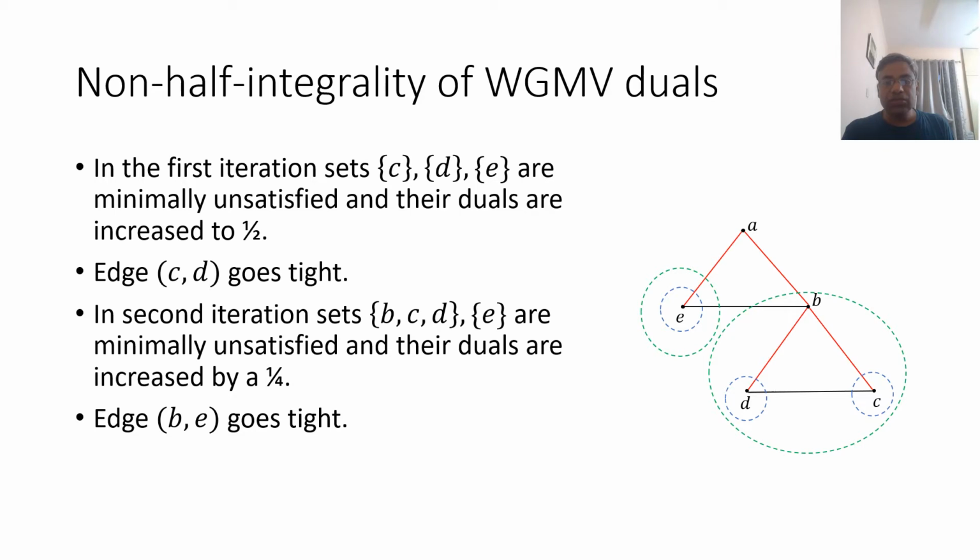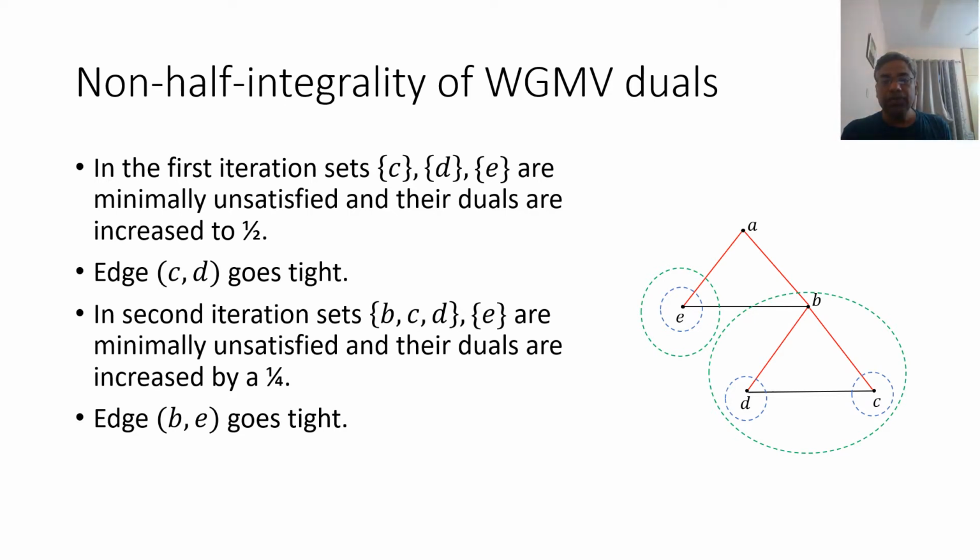And when the edge CD goes tight, then C and D, these two sets become satisfied. And now the minimal unsatisfied set is BCD. That's this bigger oval here. That's an unsatisfied set, and it's minimal unsatisfied. And of course, E is still an unsatisfied set. So we continue increasing the dual variables.